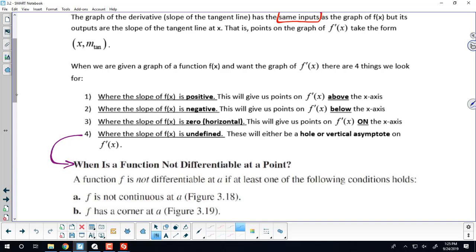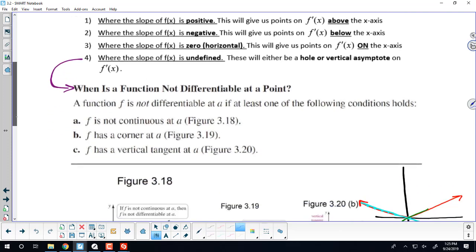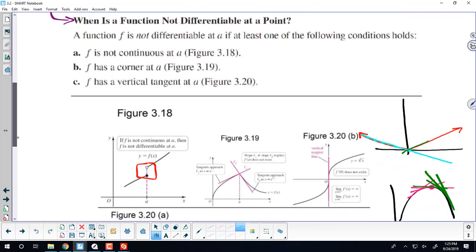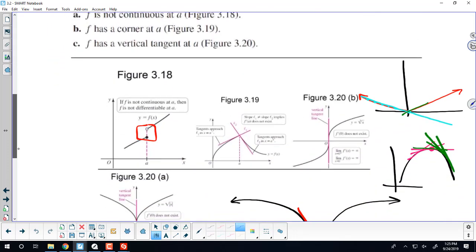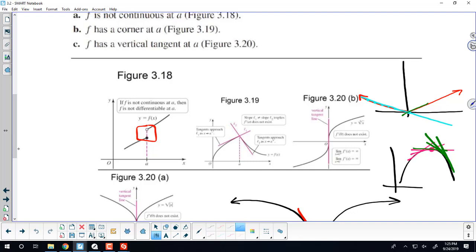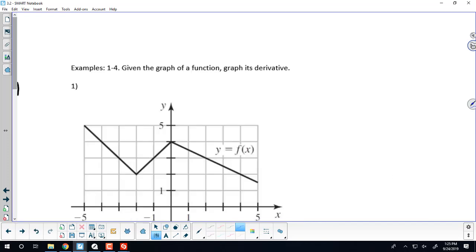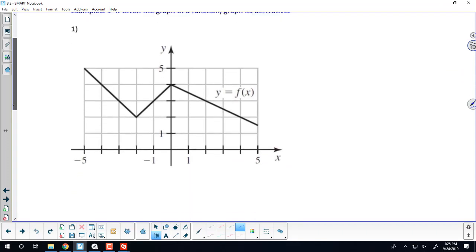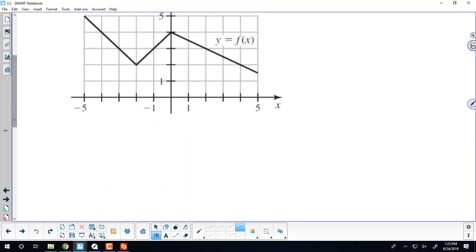And where the function is undefined, a hole or vertical asymptote, you'll have something funky going on with your derivative. And we looked at these 4 instances. They're really just 3 different ones. 3.20 A and B are illustrations of the same concept, which is a vertical tangent. Corners and discontinuities, holes, jumps, those kinds of things. So we've got for examples, given the graph of a function, we want to graph the derivative.